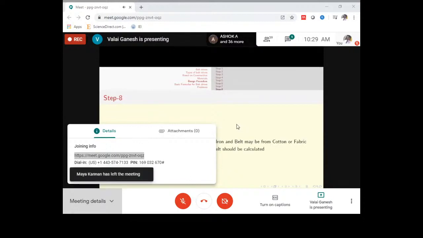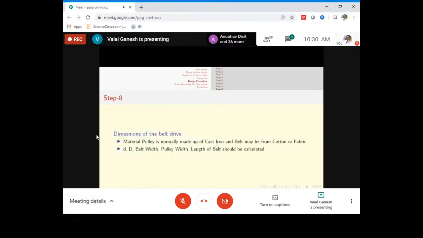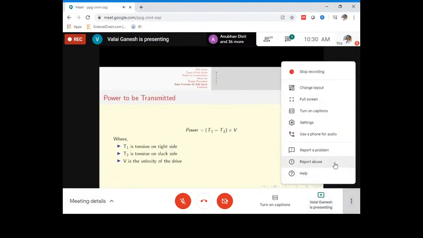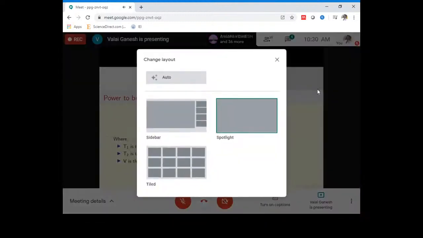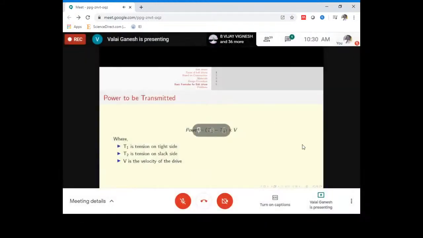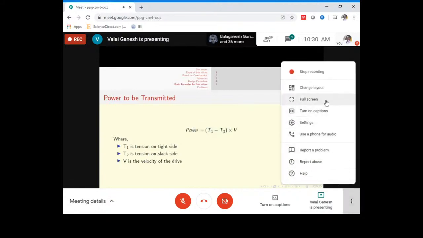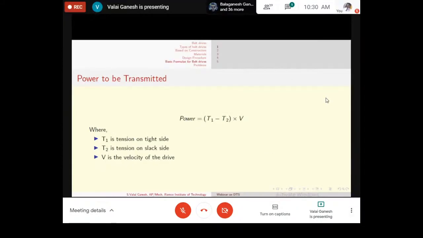There are two sets of problems under belt drive. One is designing a belt drive. The second is when we need to find out the power transmission capacity of our belt drive. If they are looking for power transmission calculation, then we need to concentrate on this kind of formulas. These are all the basic formulas for belt drive. If they are not asking for any design of belt drive and are looking only for power transmission calculation, you need to concentrate on this area.